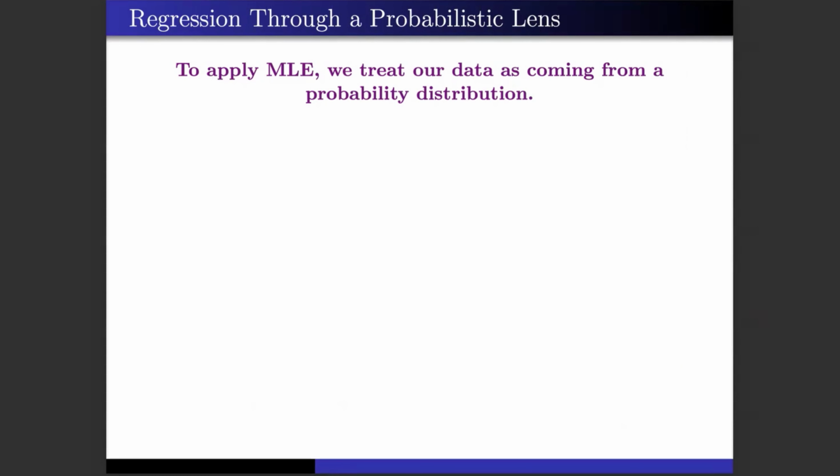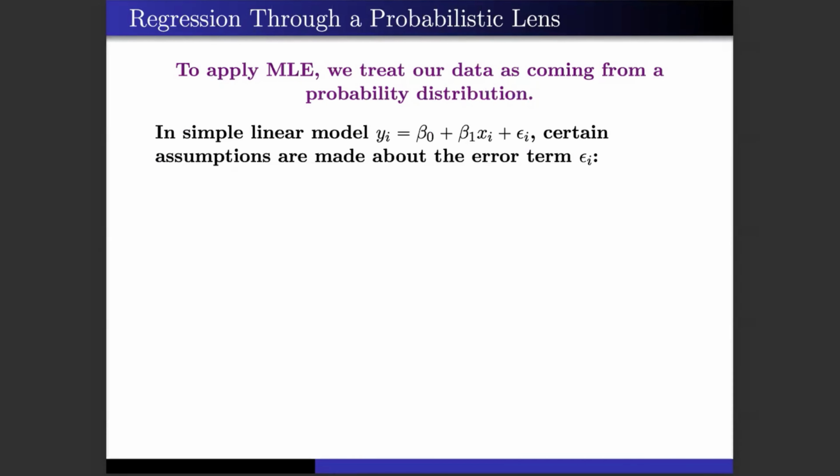To apply the maximum likelihood estimation method, we treat our data as coming from a probability distribution. So in any given simple linear model that looks like yi equals beta naught plus beta 1 xi plus epsilon i, where yi is the value of the dependent variable for the ith observation, xi is the value of the independent variable for the ith observation, and epsilon i accounts for the error term which we have from observation i. And given any data set, we would know the value of yi, we would know the value of xi, and the only unknown quantities we would have in the model equation are beta naught and beta 1. And we call these beta naught and beta 1 parameters.